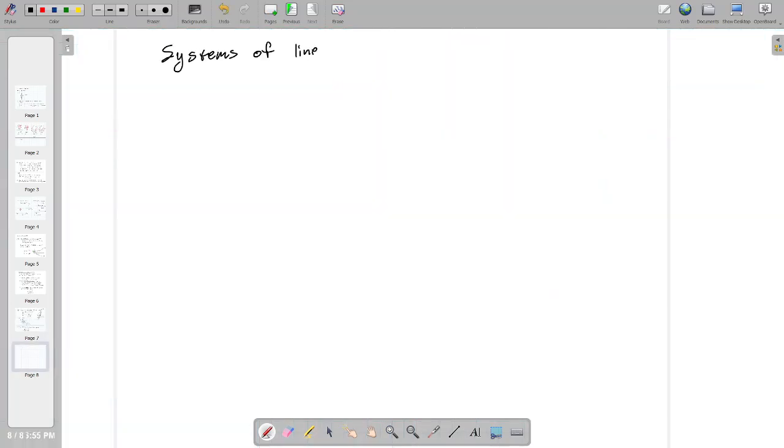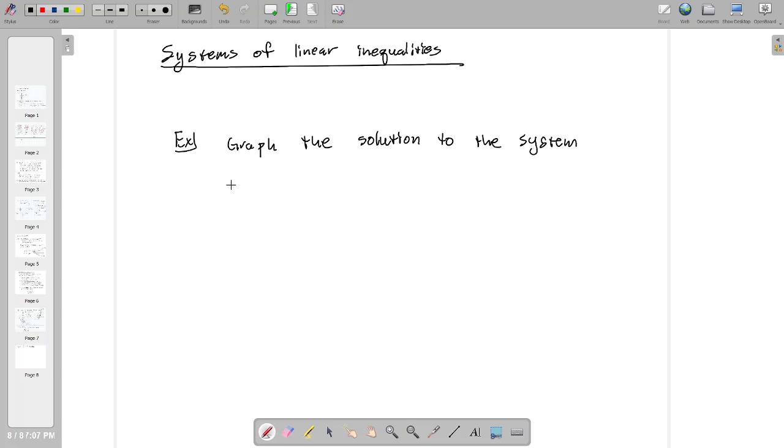Next topic I want to talk about is systems of linear inequalities. Systems of linear inequalities is basically just a system of inequalities, but with specifically linear equations. So our system will only have lines in it. Everything else is the same. Go ahead and do an example here. Graph the solution to the system. 2x minus 3y is greater than or equal to 1, and x plus y is strictly less than 1.